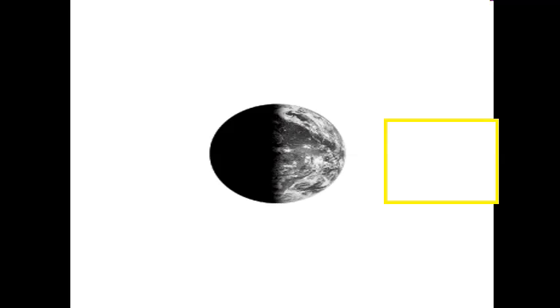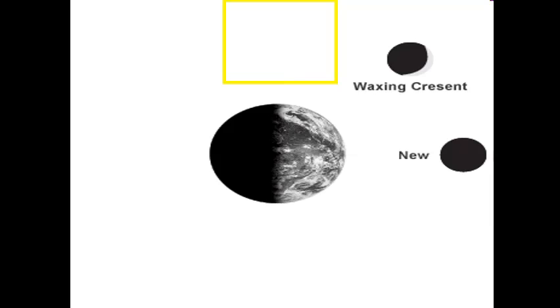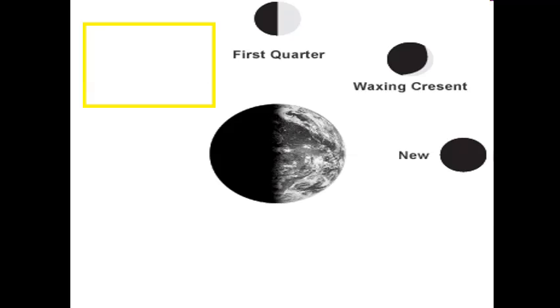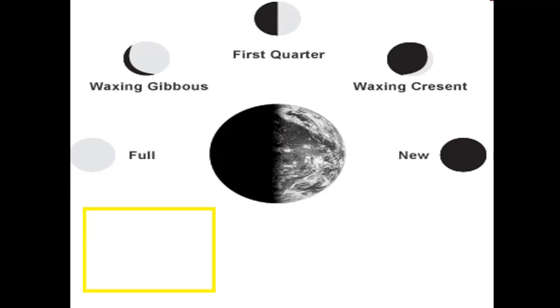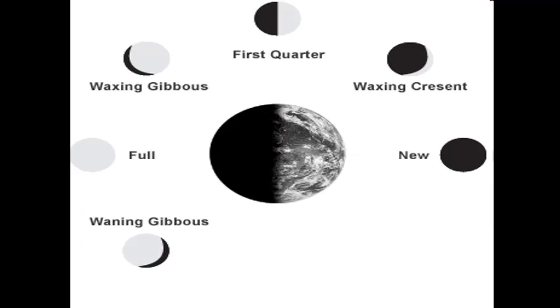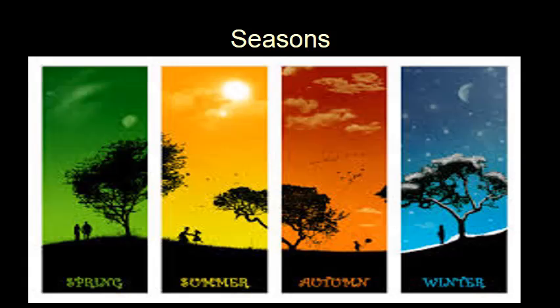All right. Help me out here. Let's practice these. That's the new moon. What's that one? Waxing crescent. What's the next one? First quarter. What's the next one? Waxing gibbous, next, full, next, waning gibbous, then we have last quarter, then waning crescent.